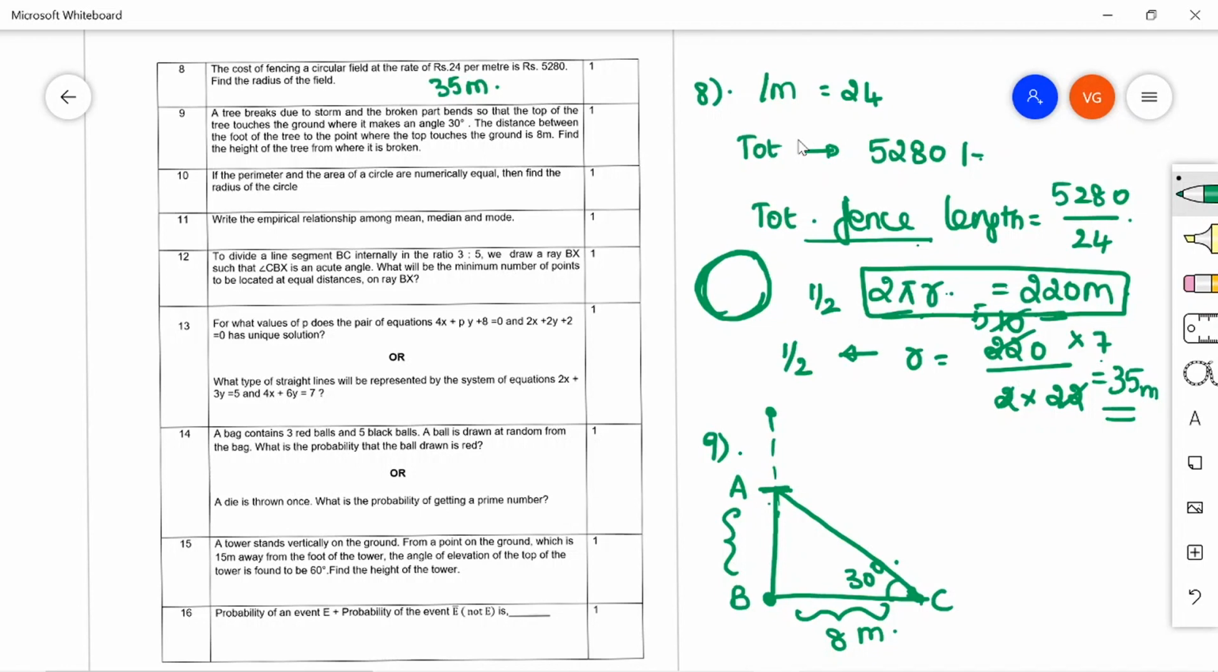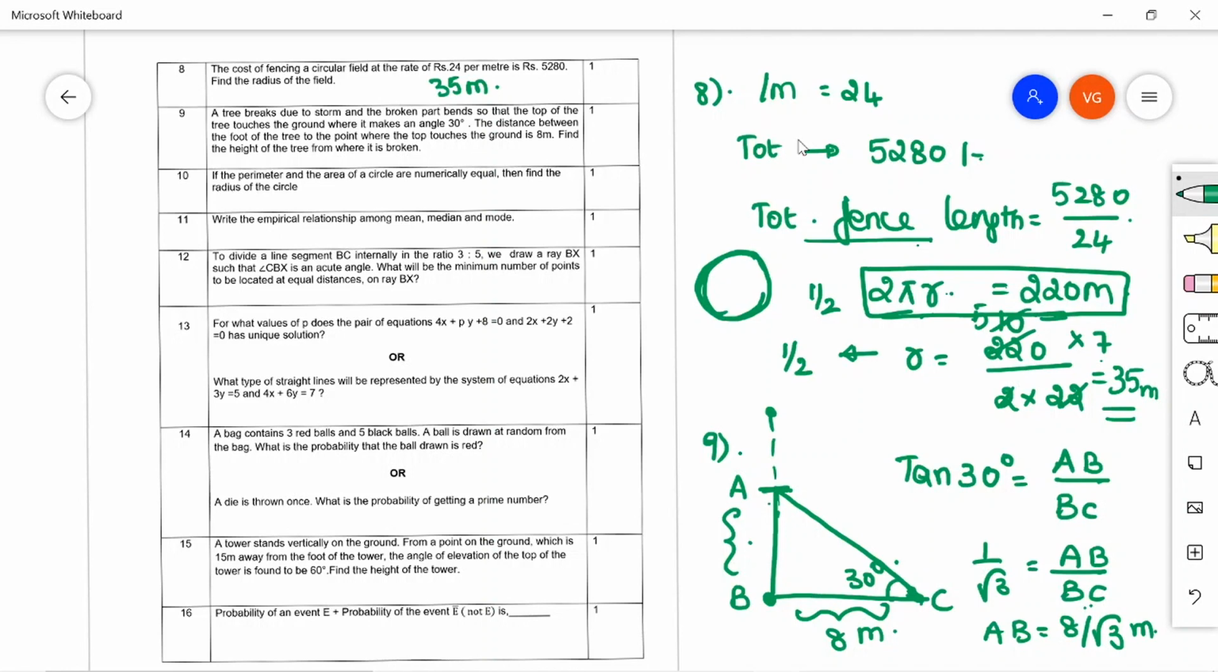So you know the angle and you know the adjacent side, and they're asking for the opposite side. So opposite, adjacent and angle, that is nothing but tan, right? So tan 30 degree is equal to opposite side AB divided by adjacent side BC. So tan 30 here is 1 by root 3 is equal to AB divided by BC, right? So we need AB. What is BC? 8. So AB is equal to 8 by root 3 meters. So this is the length of the tree.